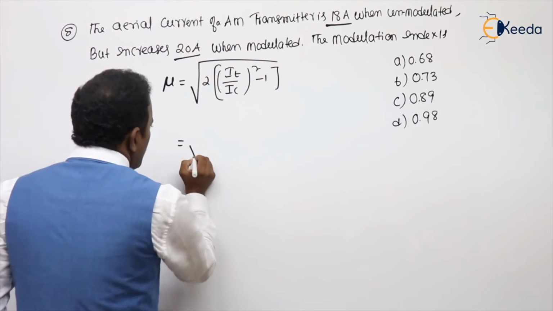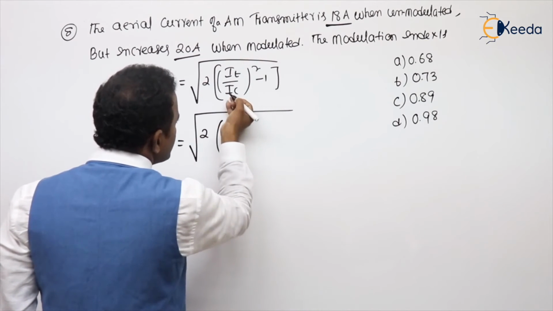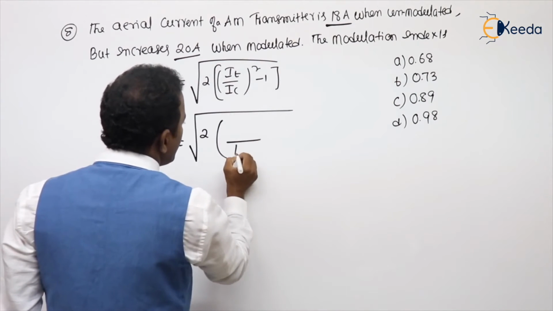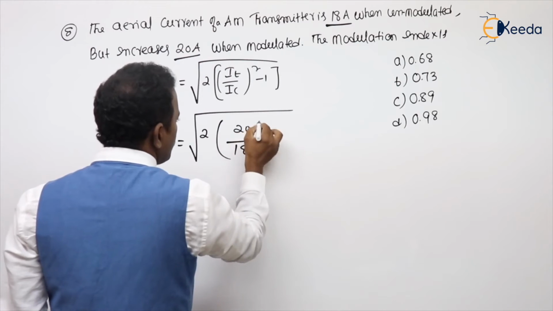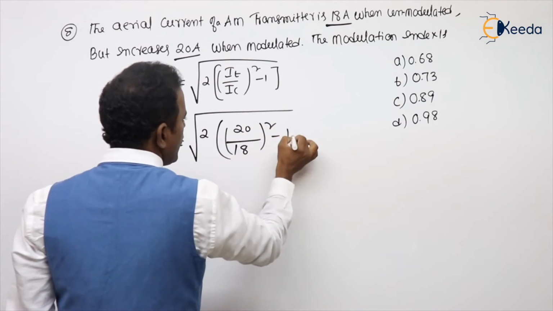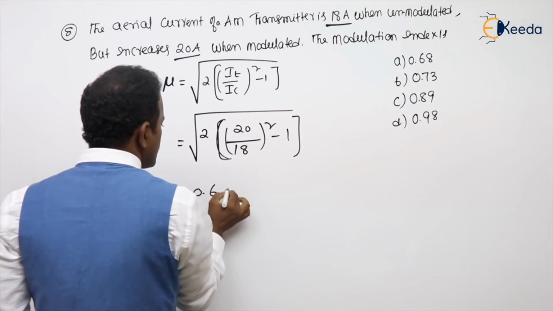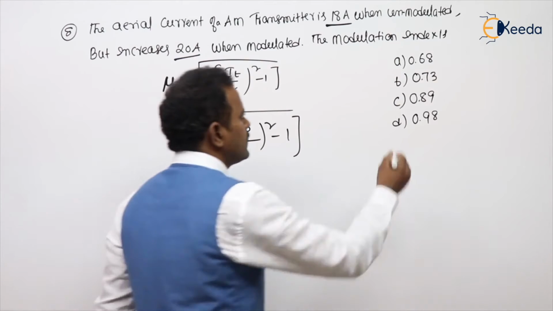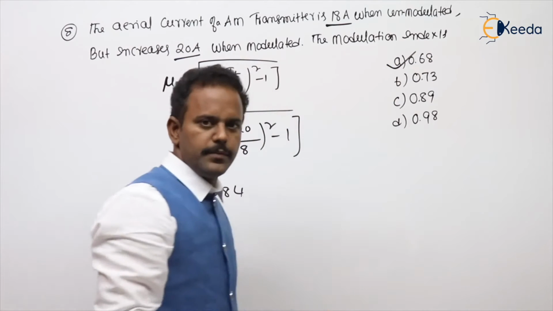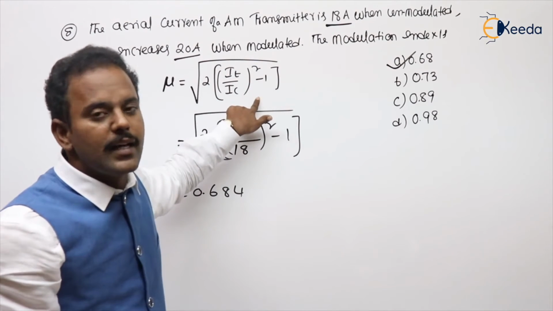Here unmodulated means what is given, sir? Unmodulated means given is the carrier. How much is the given carrier? 18. Modulated means 20, means total. Whole squared minus 1. Solve it. 0.684, you will get that. Now see the options. 0.68 is the correct one. You have to remember this directly, then only you will get the answers.